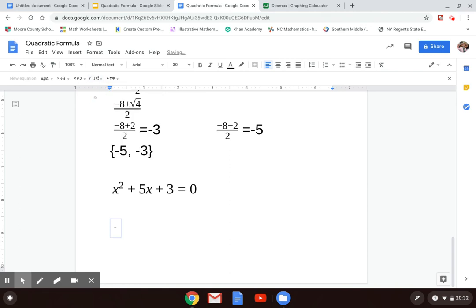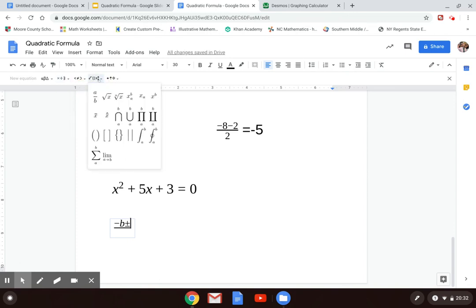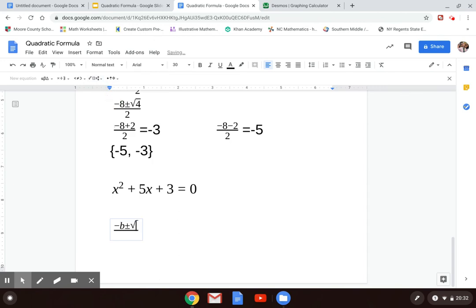I'm going to use the negative b plus or minus the square root of b squared minus 4ac, and all that's going to be over 2a. All right, so let's go ahead and just start substituting some values in here.